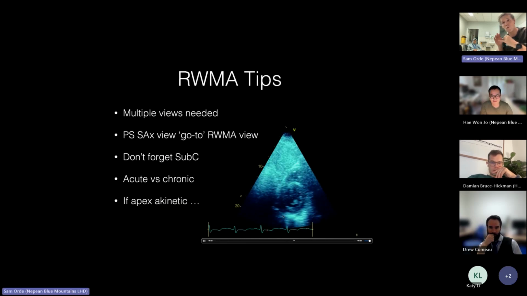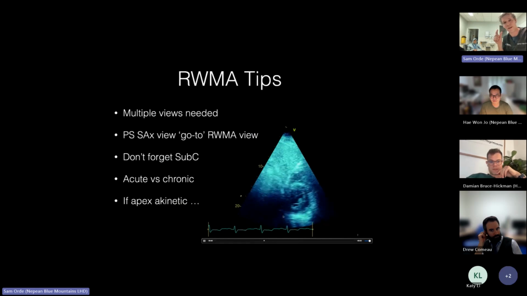You get two or three, even four goes with different views, having a look at a single segment. So if you think you've got somewhere that's abnormal, go and look at it in other views. My go-to view for checking out any regional wall motion abnormalities is your short axis. Use your subcostal short axis as well. Think about acute versus chronic. Chronic is thinned and scarred and often akinetic. Acute can be hypokinetic or akinetic, but it's not bright and normal thickness.